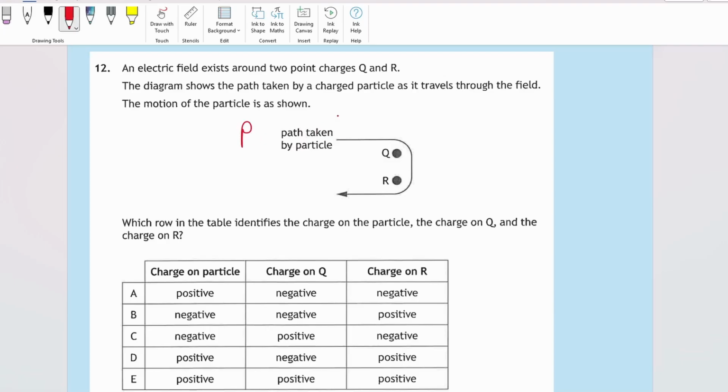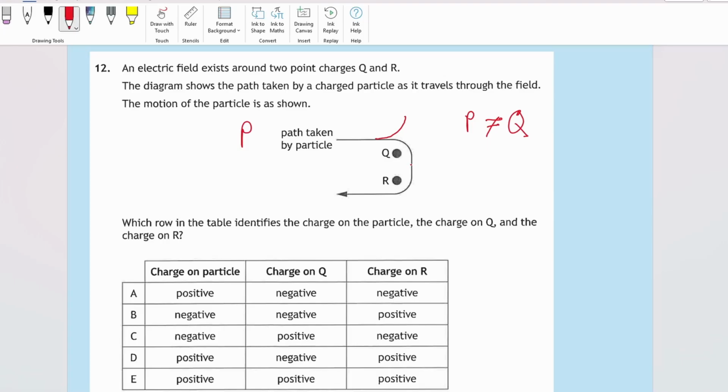So let's assume P and Q are like charges, and if they're like charges, then they must repel each other. So if the particle is moving, and this is the same charge, the path would probably look something like this. So we can assume that P and Q are not the same charge. They're opposite charges because they attract each other. So P is not equal to Q.